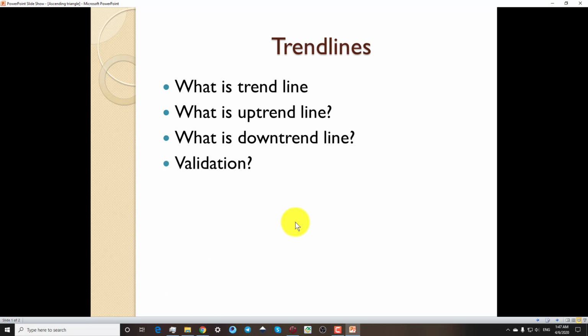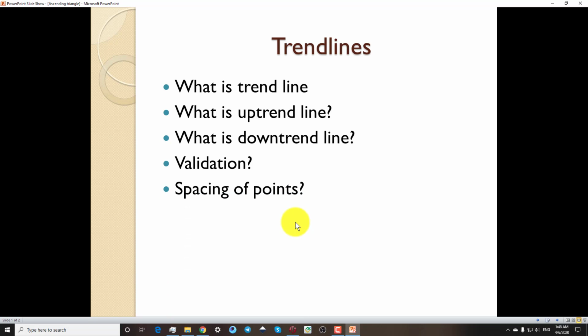Now what is validation? I already told you that it takes 2 points to draw a line, but a third point should also be there to validate the line. If there are only 2 points, you have to be very cautious at the third test, but if the 3 tests have been valid, you can be more comfortable, and the trend line is more reliable at the 4th test of the line.